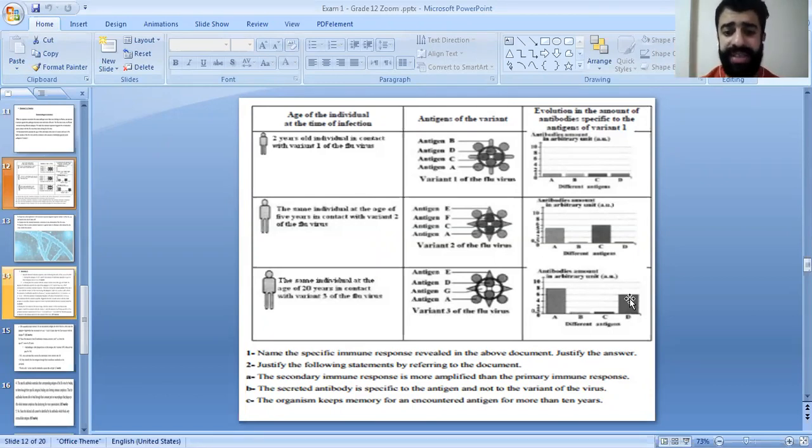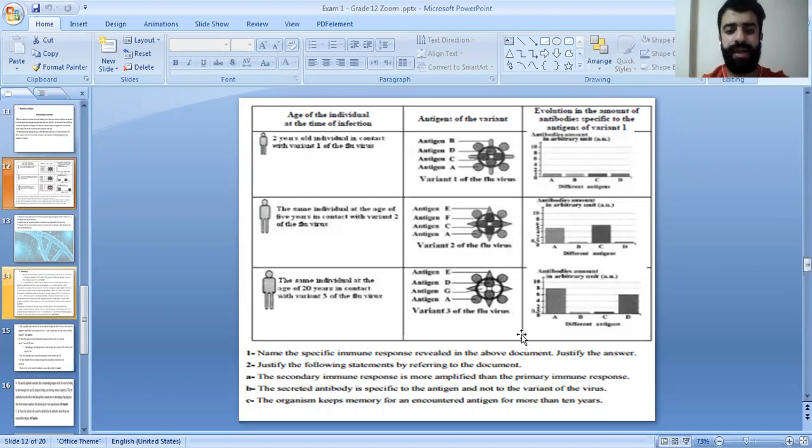Part A, the secondary immune response is more amplified. Already we said that the secondary immune response is more amplified since we have a higher amount of antibodies. The amount of antibodies after the second contact and the third contact is higher than after the first contact. So this explains that the secondary immune response is highly amplified compared to the primary, because we have a higher amount of antibodies in the secondary immune response.